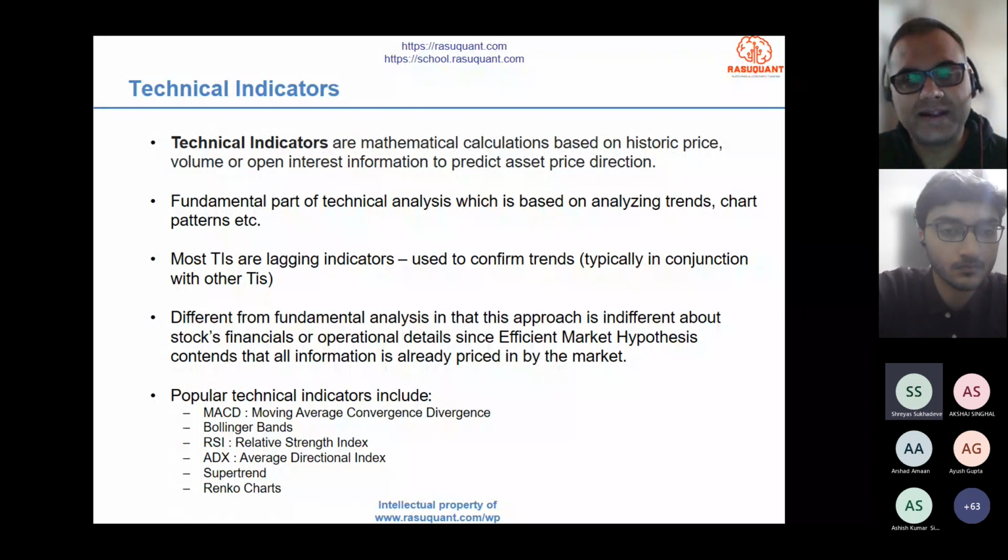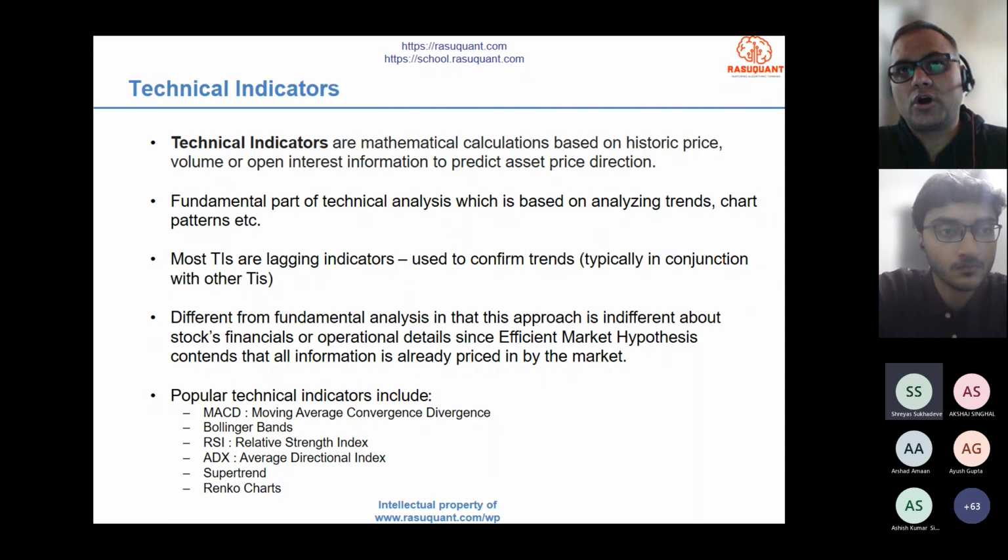First is the fundamental data. If you have taken a finance or economics course in school, or in college, there are opportunities to get such electives. For example, if you're looking at Infosys and doing fundamental analysis, you will look at the balance sheet, the income statement, how much income they have, how much spending they have, what the revenue is, and how the revenue is changing, whether it is increasing or going down. This is called fundamental analysis.